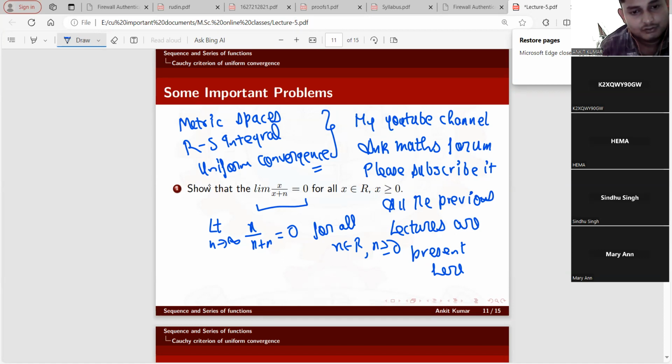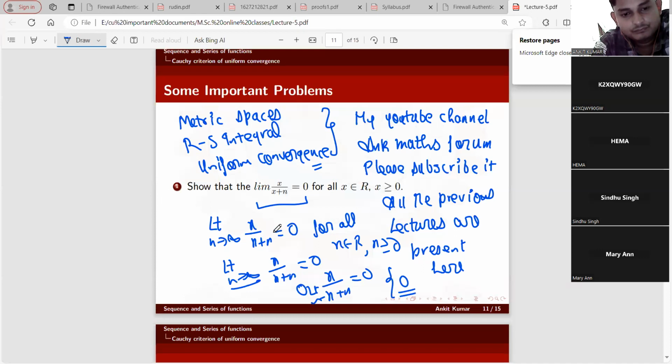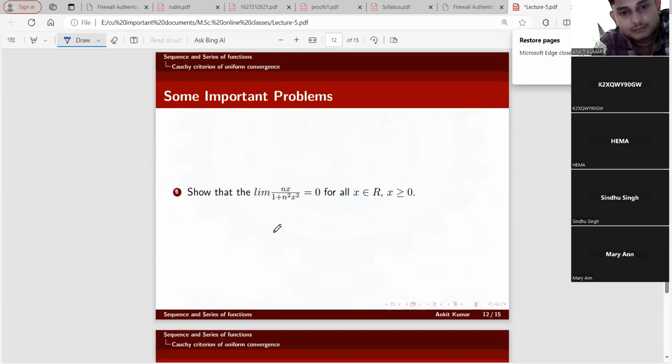Now limit n tending to infinity x upon x plus n is equal to 0. If we put n tending to infinity, then this goes to 0. So this is the pointwise limit of this function. And now we will move to the next very important part.